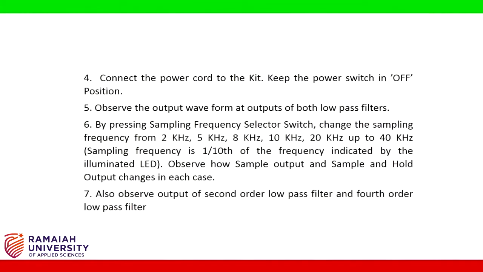Observe the output waveform at outputs of both low pass filters. By pressing sampling frequency selector switch, change the sampling frequency from 2 kHz, 5 kHz, 8 kHz, 10 kHz, 20 kHz up to 40 kHz. Sampling frequency is 1/10 of the frequency indicated by the illuminated LED. Observe how sample output and sample and hold output changes in each case. Also observe output of 2nd order low pass filter and 4th order low pass filter.